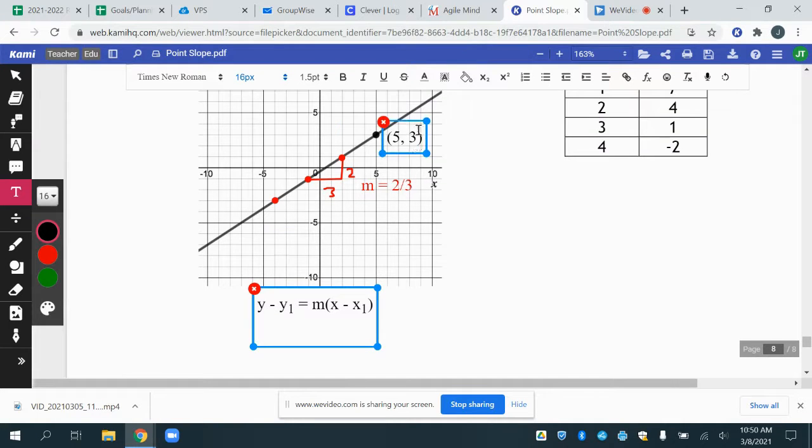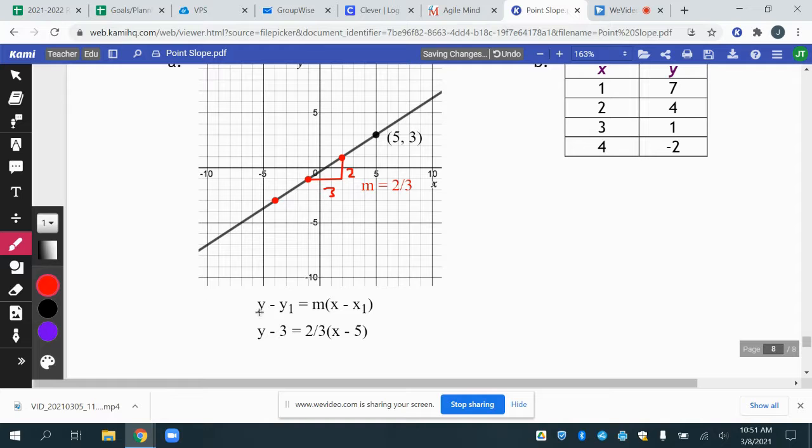So I know that my y is 3. So I'm going to put y minus 3. I know my slope is 2/3. And then x minus 5. And I'm done. This is really easy once you get the hang of it.